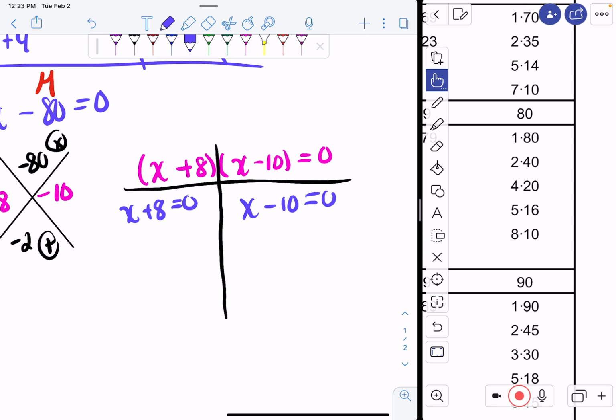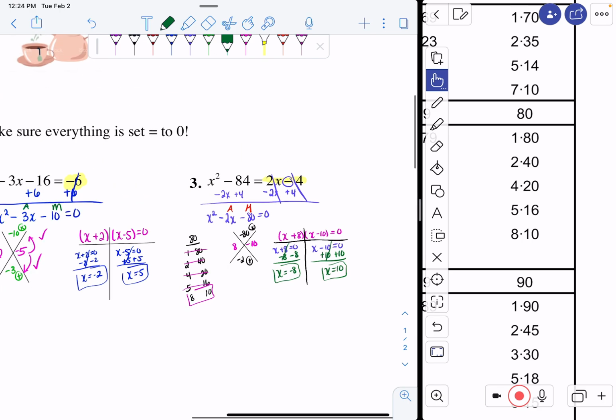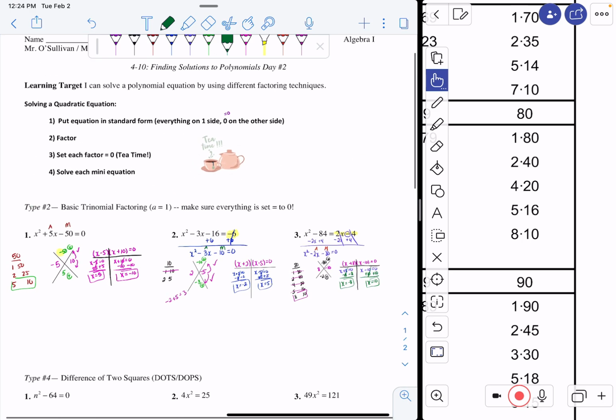How do I get rid of my plus 8? I take away 8. So I get x equals negative 8. How do I get rid of my minus 10? I add 10. So I get x equals 10. So for this equation, I have two solutions, negative 8 and 10.